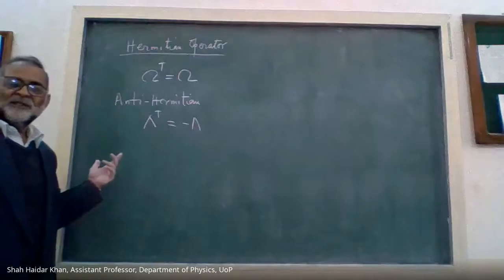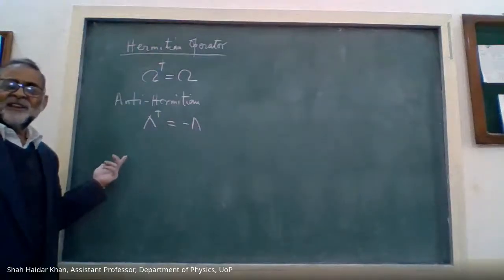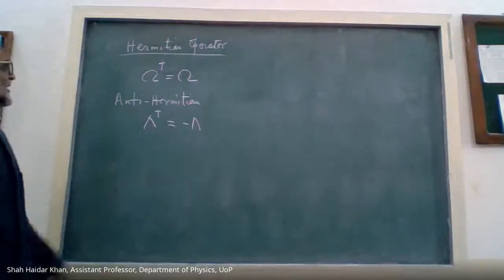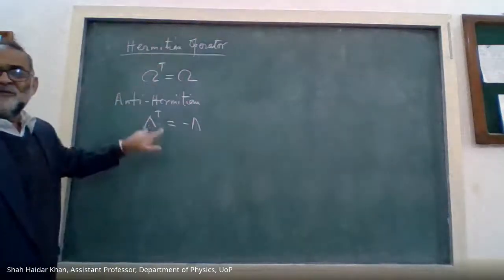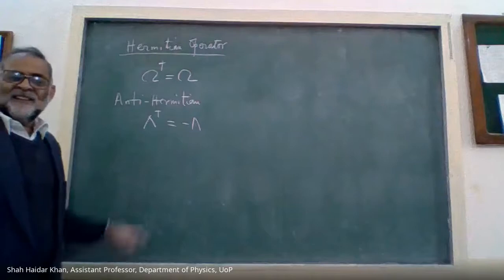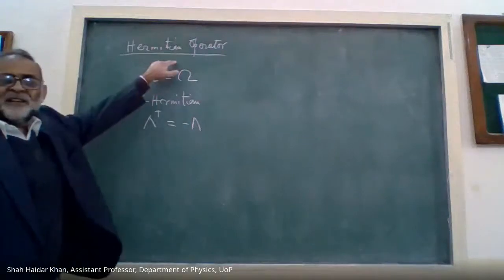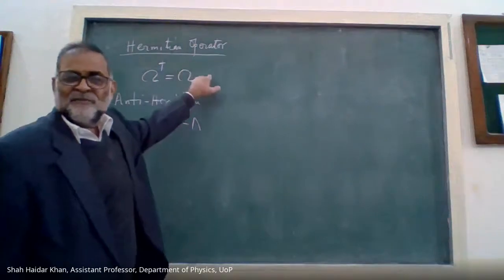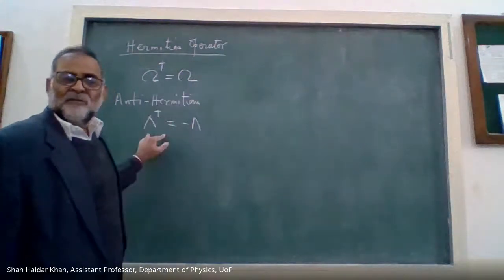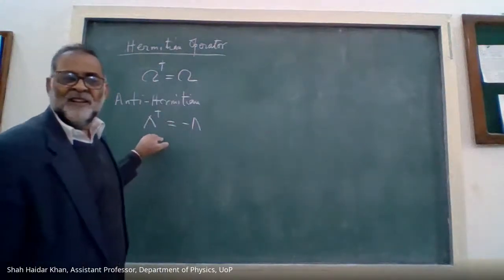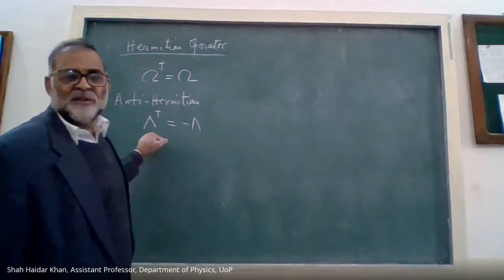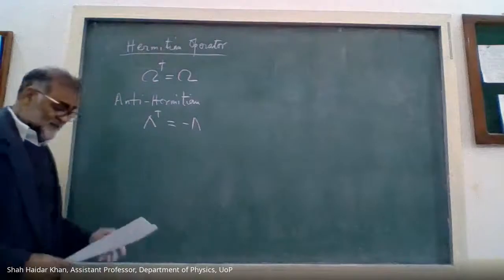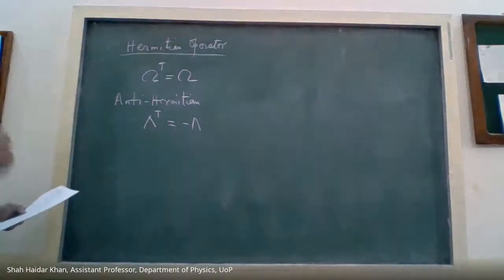If we take the conjugate of a number and get its negative, that is something like an imaginary number. A Hermitian operator is like a real number: you take the complex conjugate of a real number and you get the same thing. If it is an imaginary number and you take its complex conjugate, you get the negative. So it's the same thing.